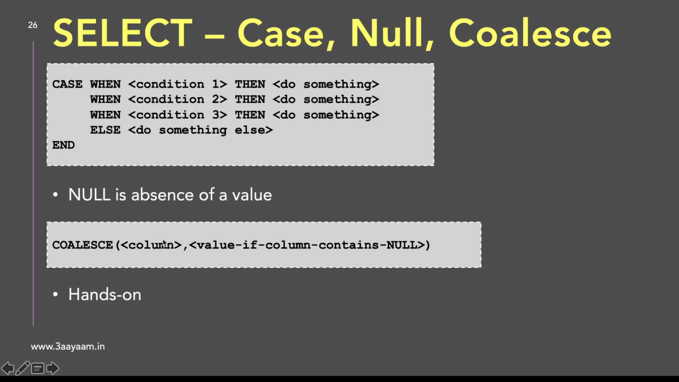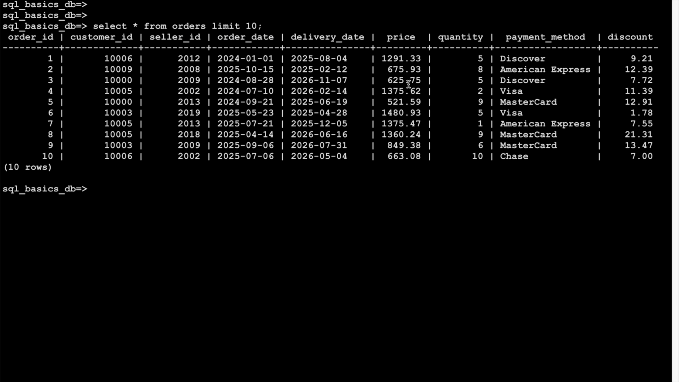So again, let's do some hands-on. Let's say I have payment methods Discover, American Express, Visa, and MasterCard. Whenever there is Visa and MasterCard, I want to show that the payment was done by debit card, and whenever the payment method is something else, I would show credit card. So that's what I want to showcase.